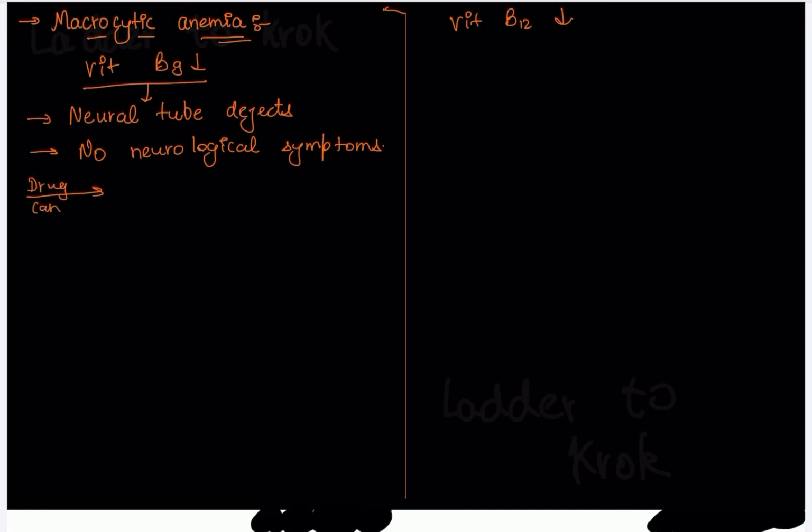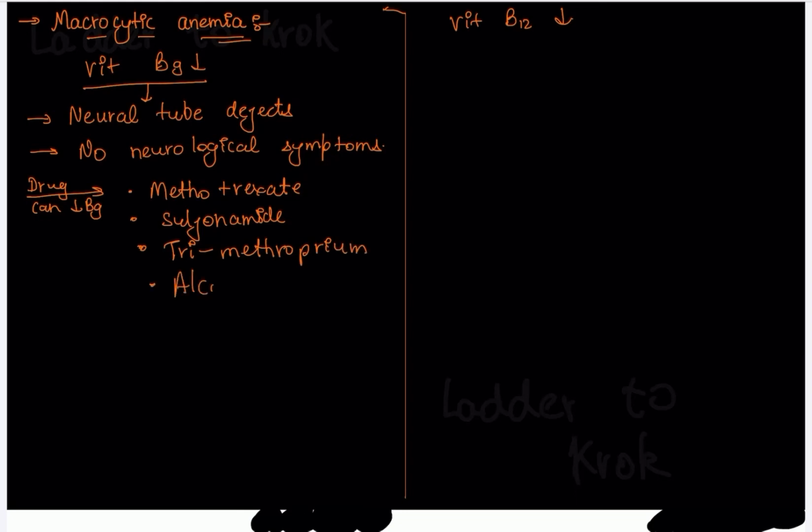There are some drugs that can cause this vitamin B9 deficiency. Drugs can decrease B9. The first one is methotrexate, then sulfonamide, trimethoprim, and alcohol. It's important, alcohol.